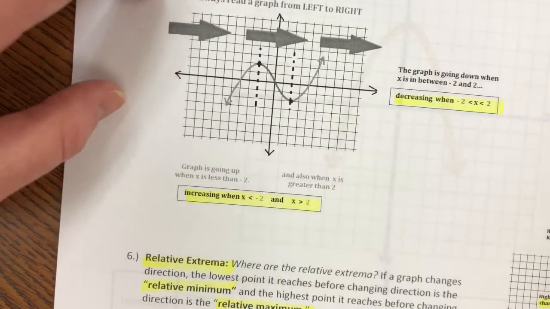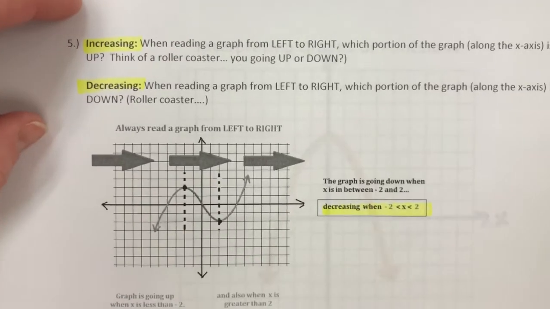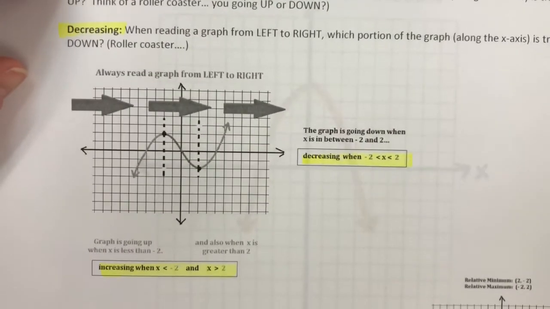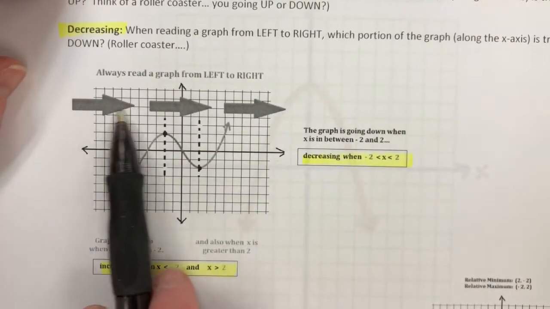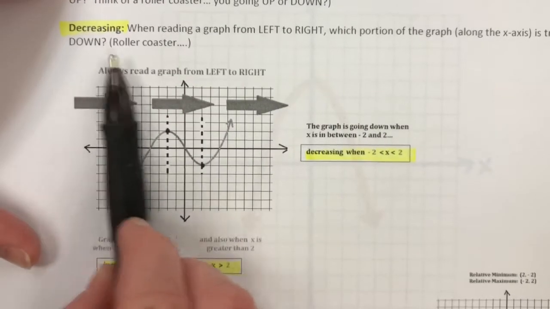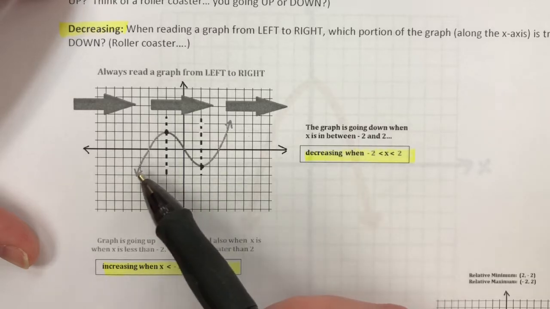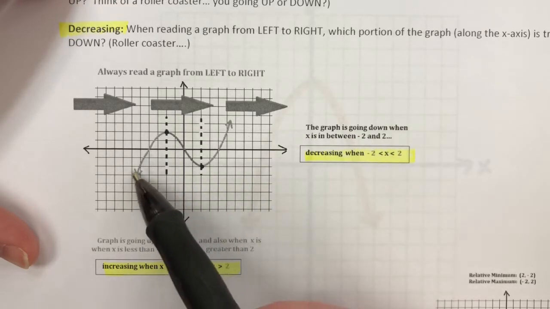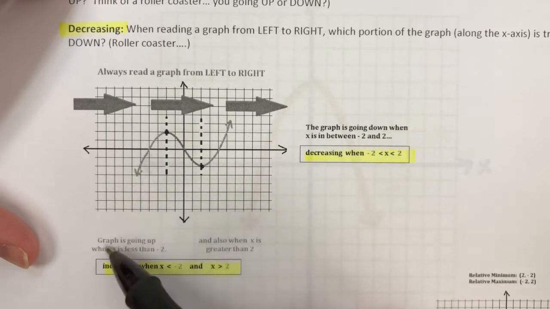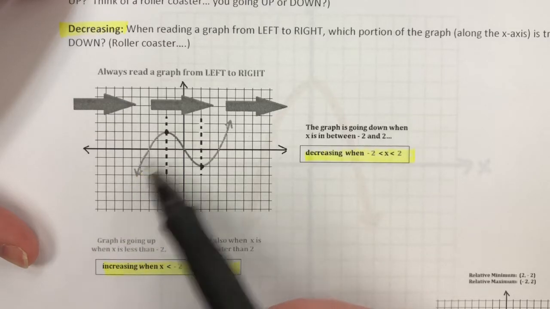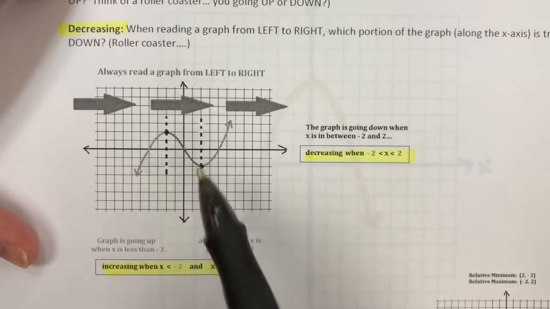A couple more things. All right, then we have increasing and decreasing. So this is a fun one. All you have to do is, every single time we read a graph, we read left to right, and you're gonna think of it as a roller coaster, right? So you're here, left to right, we start here on the end. Now we know the end keeps going, but the portion of the graph we're looking at, that's all we're interpreting, is what we're looking at.